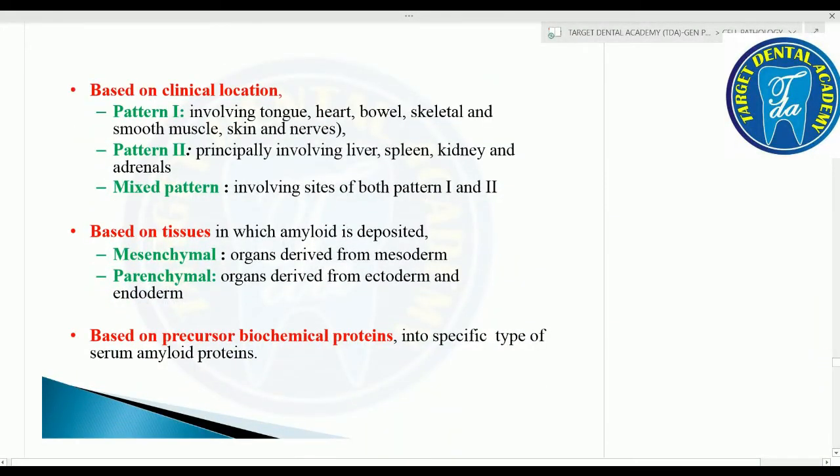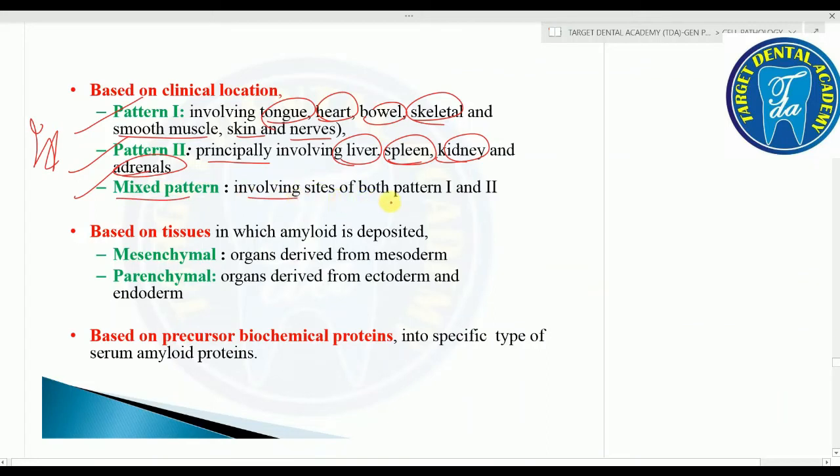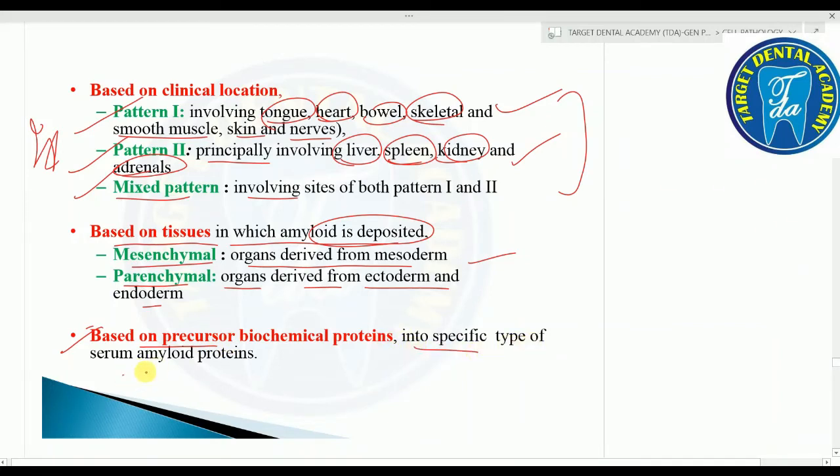Based on the clinical location, it can be of 3 patterns: pattern 1, pattern 2 and mixed pattern. Pattern 1, very important, involves the tongue, heart, bowel, skeletal and smooth muscle, skin and nerves, while pattern 2 principally involves the liver, spleen, kidney and adrenals, while the mixed pattern involves sites of both pattern 1 and pattern 2. Next is on the basis of the tissue in which the amyloid is deposited: mesenchymal, in which the organ is derived from the mesoderm, and parenchymal, in which the organ is derived from the ectoderm and endoderm. Next is based on the precursor biochemical protein into specific types of serum amyloid protein.